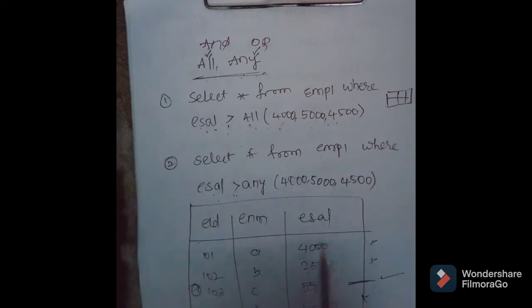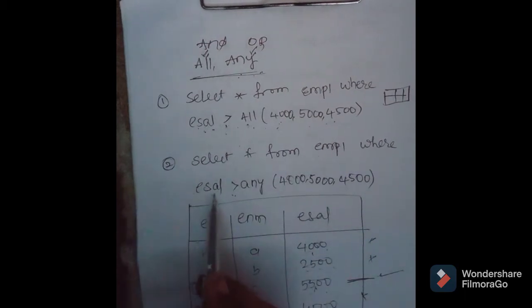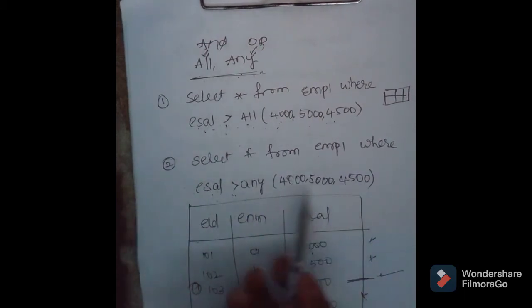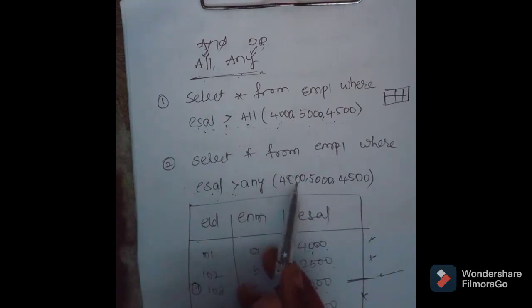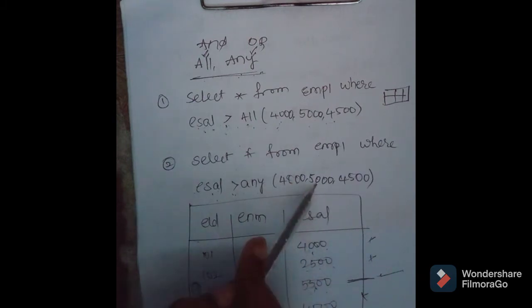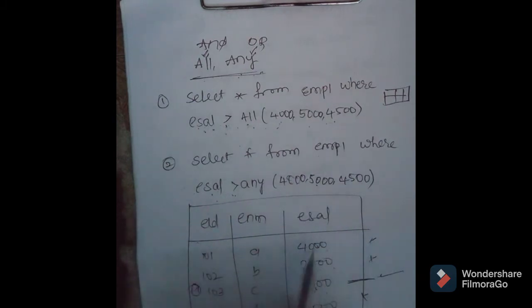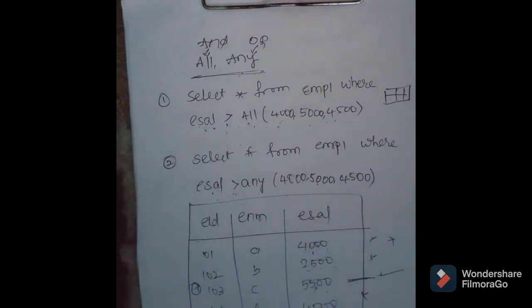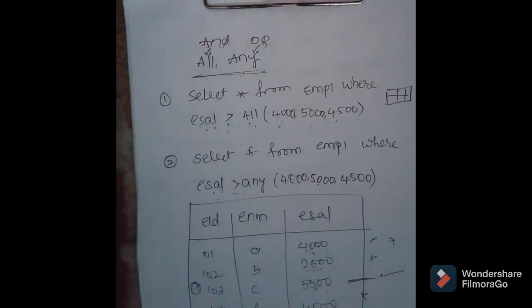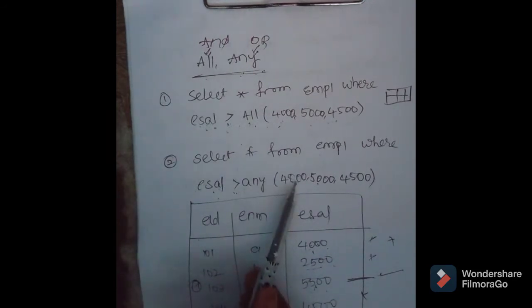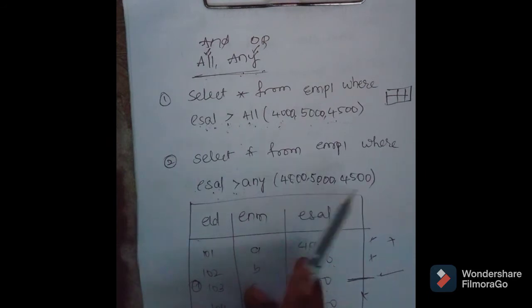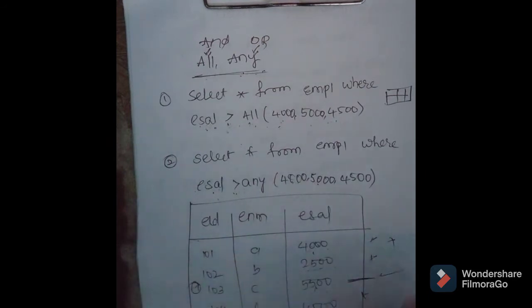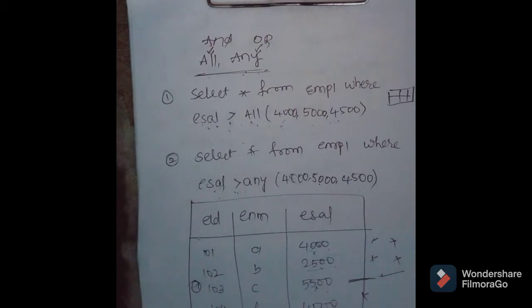Now take 4000. Is 4000 greater than any one of these values? No. 4000 is already there but it is not equal to it. So this condition is not satisfied, this condition is not satisfied. Is 4000 greater than 4500? No. So this row will not be in your output. Next, consider 2500. Is 2500 greater than 4000? Greater than 5000? Greater than 4500? No. So this row also will not be in the result set.